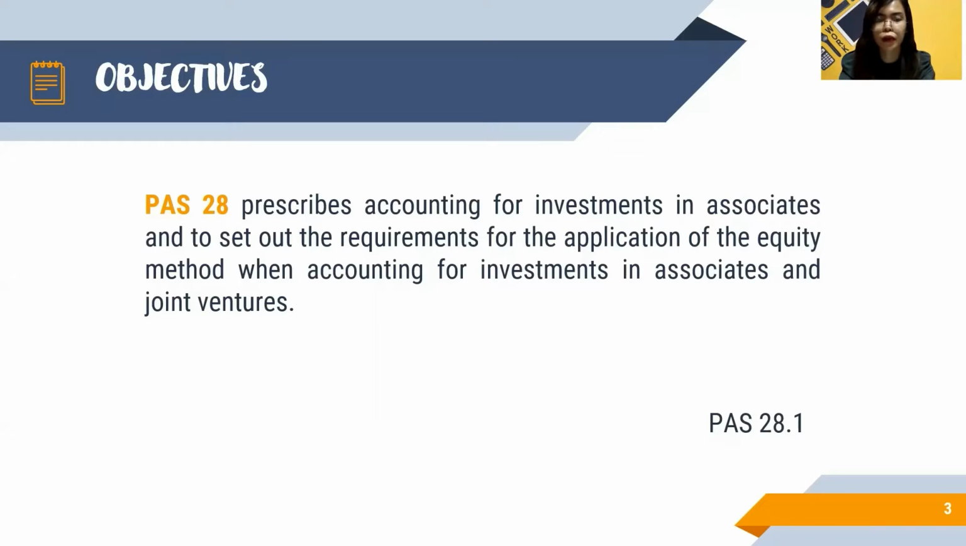The main objectives of PAS 28 prescribes accounting for investment in associate and to set out the requirements for the application of the equity method when accounting for investment in associate and joint ventures. So nabanggit dito ang joint venture. So joint venture is dealt with PFRS 11. It defines joint arrangement including joint ventures and it states that you should apply equity method. So here in PAS 28, the same equity method is described for both associate and joint venture.